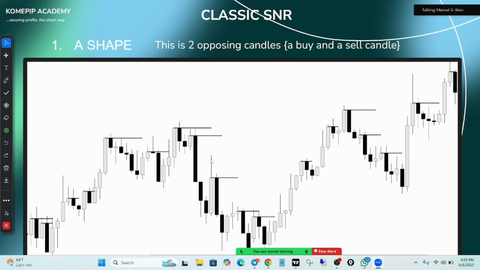The time frame we are expected to use is the 4 hours time frame. Use 4 hours or daily. Use 4 hours or daily time frame.